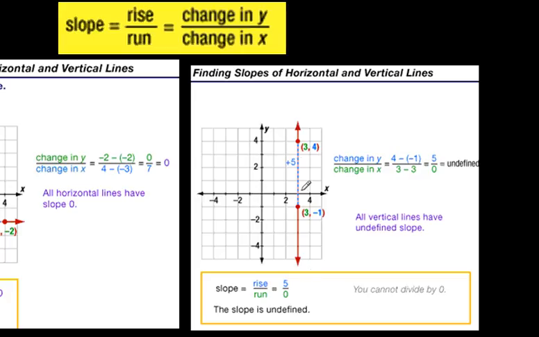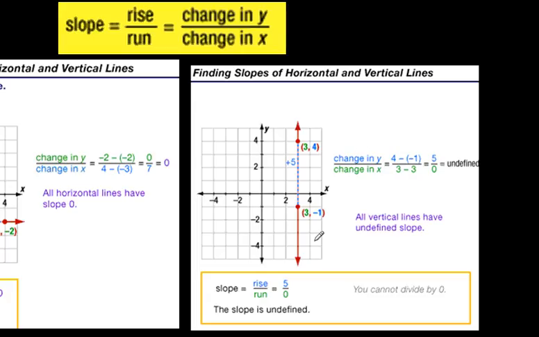Well, it turns out that whenever you have a vertical line, the slope is undefined because you cannot divide by 0. So the change in x cannot equal 0, or you will have an undefined slope.